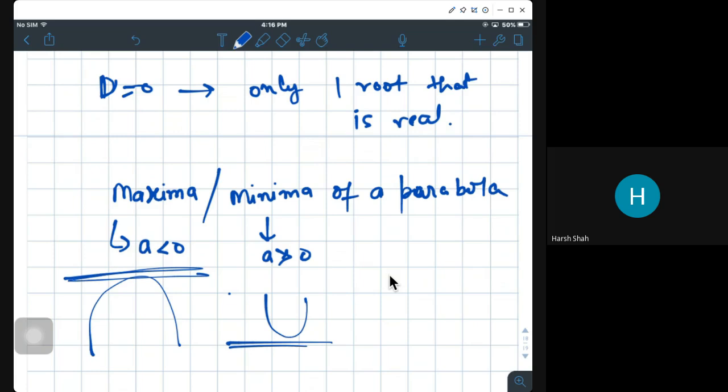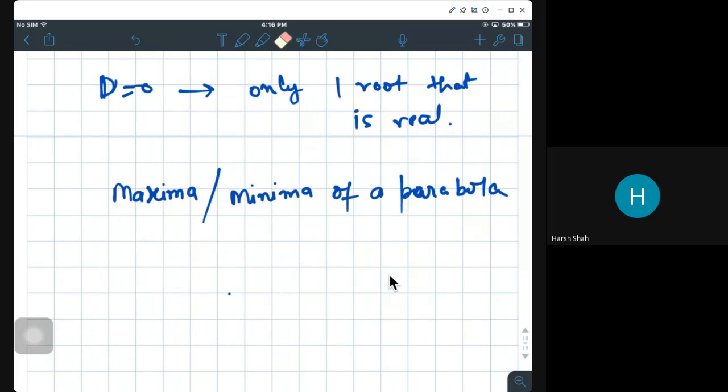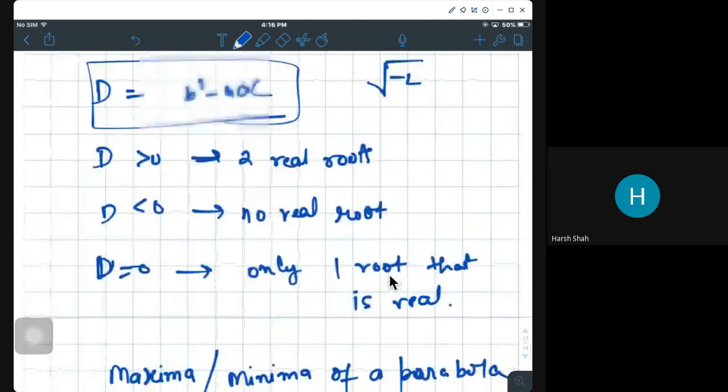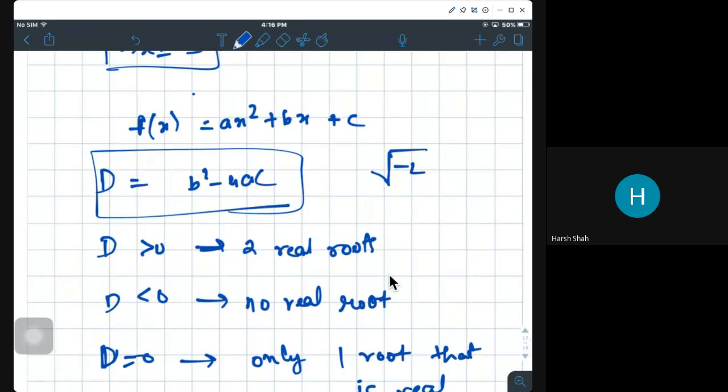Okay, there exists only either a maxima or a minima. You cannot have both of them, right? This thing occurs at x is equal to minus b by 2a. And if you want to find the value, you have to find just the minus b by 2a. The function value at this position gives you the maximum or minimum, right? Any issues in quadratic functions?